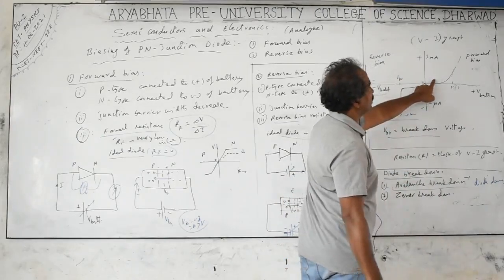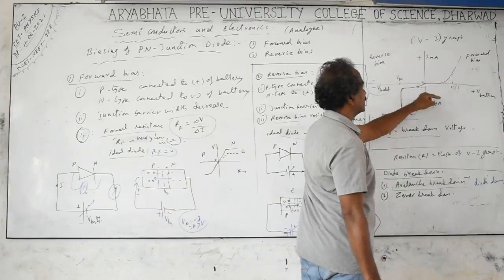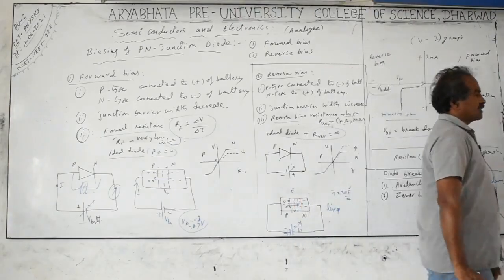The diode is not the only device where V is not proportional to I, whether it is forward bias or reverse bias.